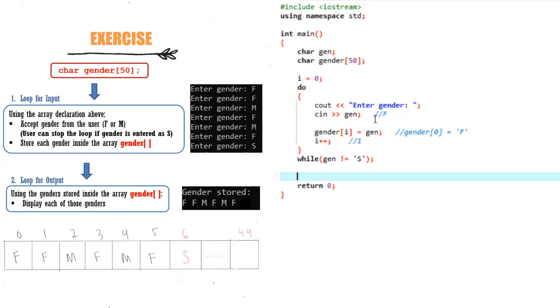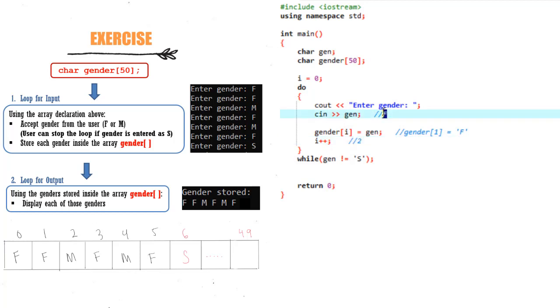Okay, so let's go through this. Let's say the first data is F. So we start in index 0, which is F. It will be updated as I++. Then when it goes back up, gen right now, is it S? No, so it will go back up. The input now will still be F because the second data is F again. But instead of storing it in 0, because I is updated, gender[1] equals F. So F will now be stored in index 1, and then I++ becomes 2.